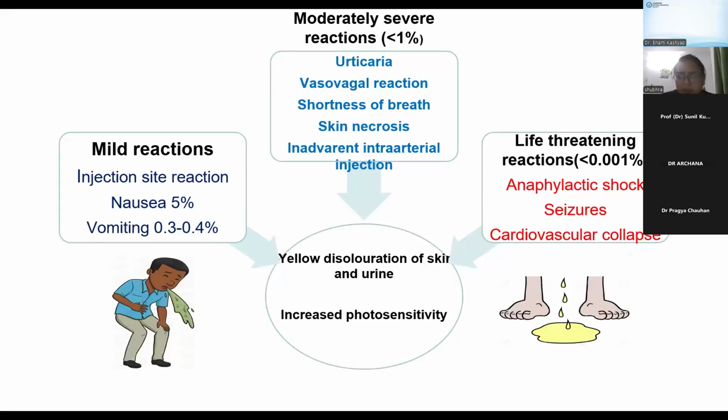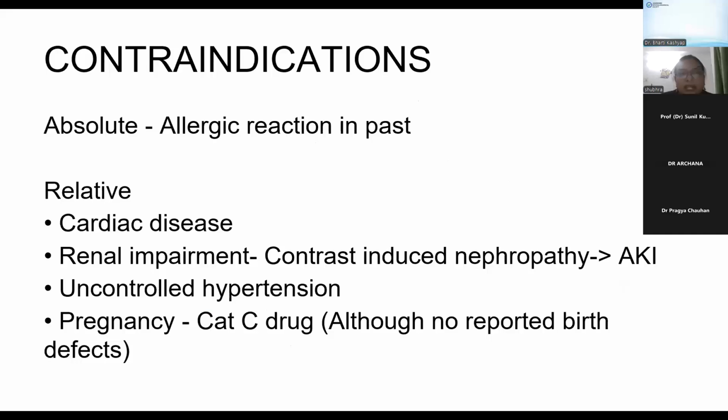So we need to be prepared for the grave reactions that can occur. The patient can go into anaphylactic shock, can have seizures, and also can collapse on site. So the absolute contraindication is only one, that is an allergic reaction in the past. However, the relative contraindications will be cardiac disease, renal impairment, uncontrolled hypertension, and pregnancy. So it is a category C drug, although there are no reported birth defects, but we do take clearance from the OBGYN before doing FFA if necessitated.